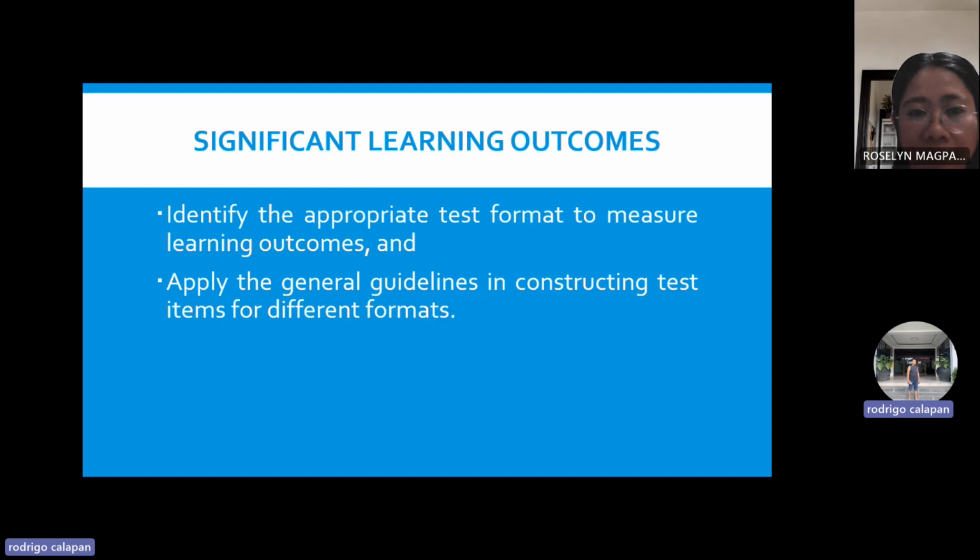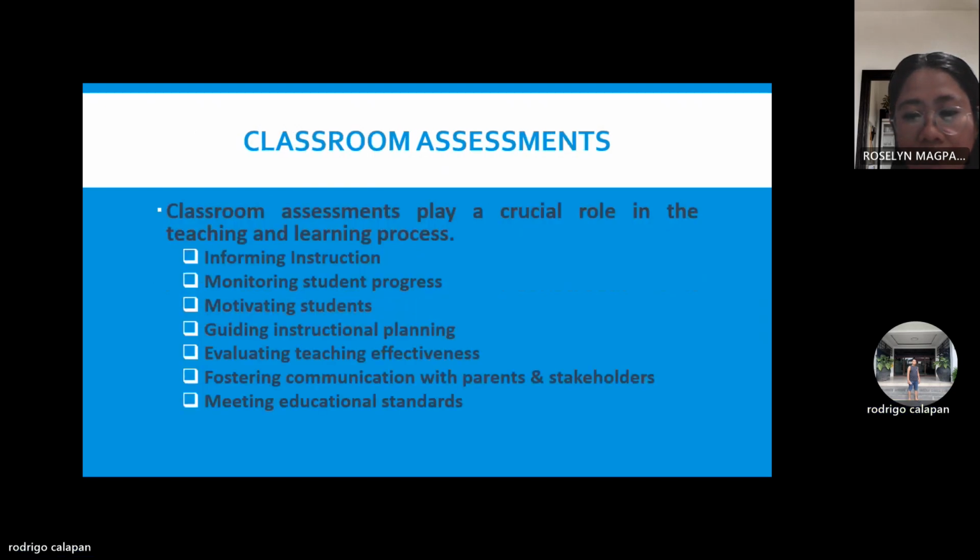Now, moving into classroom assessment. As I have said, classroom assessment plays a very crucial role in the teaching and learning process. And that is why we are going to set guidelines when we do assessments in the classroom.